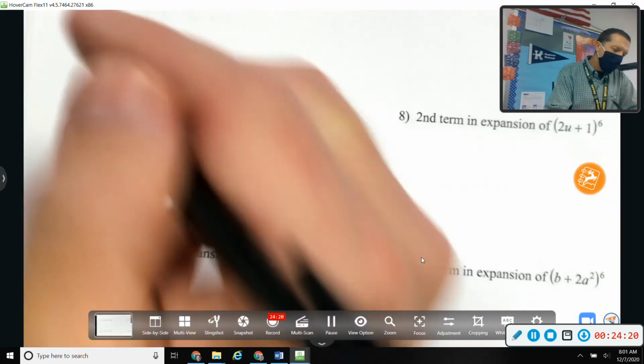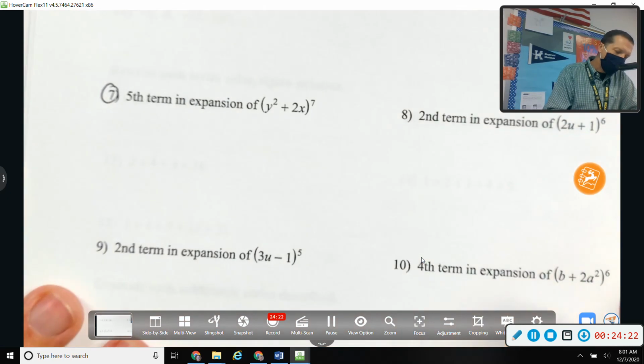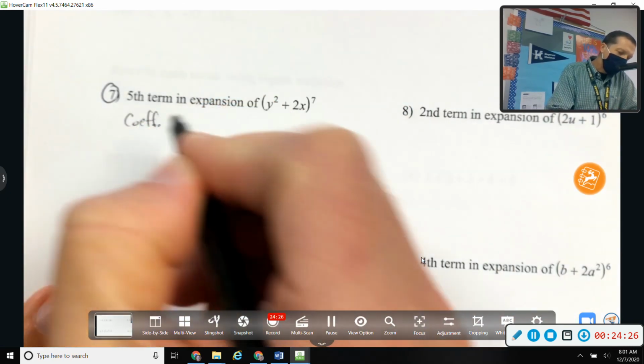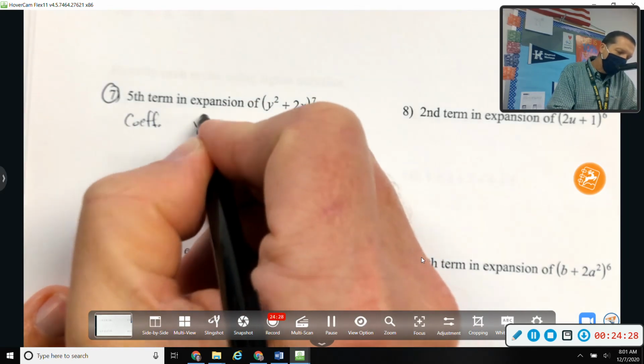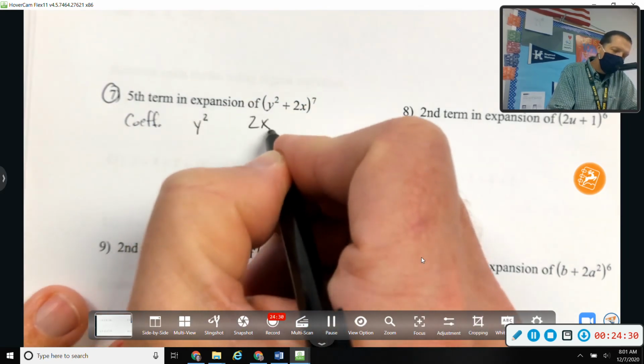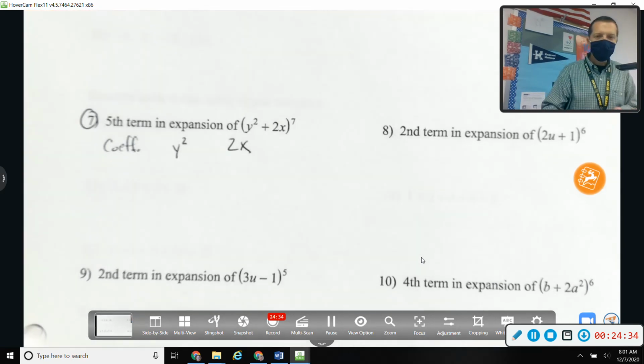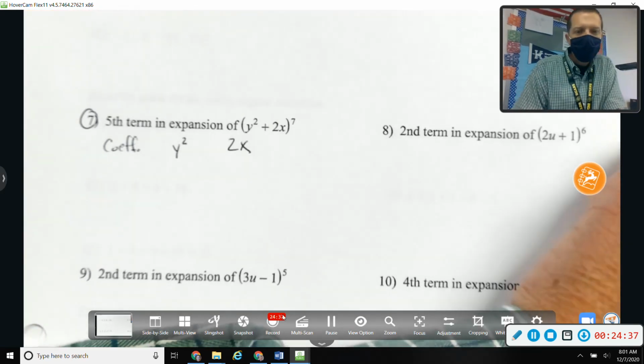Why don't you skip down and try number 7? Maybe follow the same pattern. You need a coefficient. You need to figure out how many y squareds there are and how many 2x's there are. So you try that one, and then we'll reconvene and see how we did.